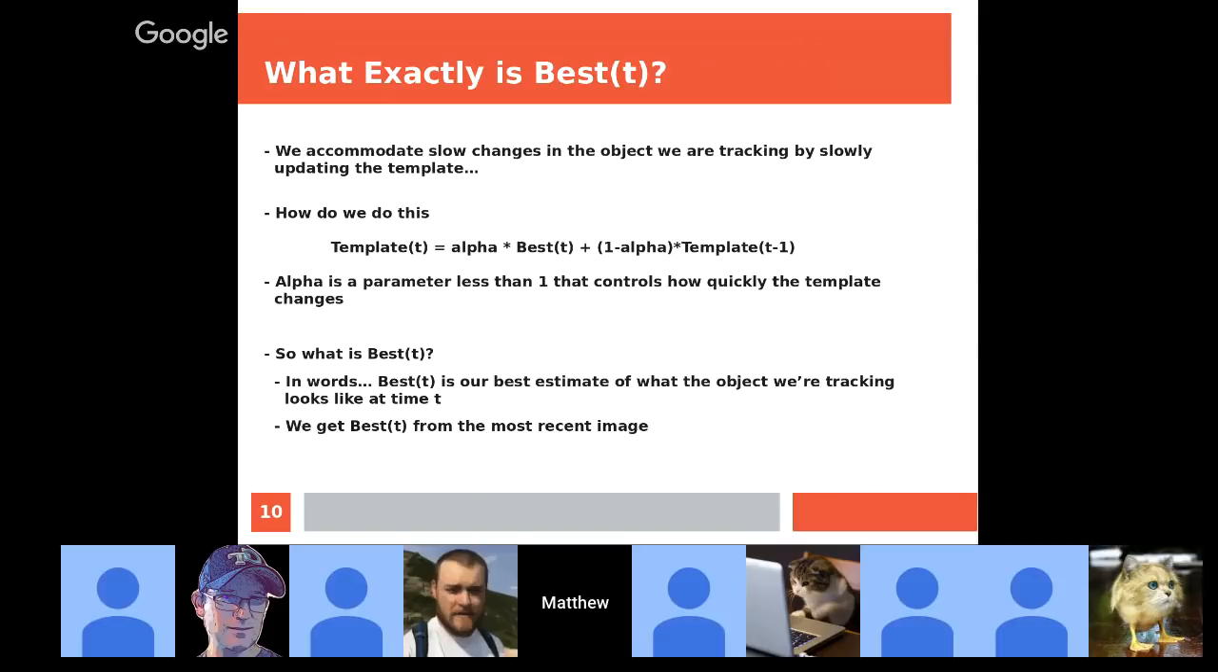And if the changes are slow enough, we can do this by just updating our template based on the most recent measurements. And so the way we do this is encoded in this equation, which we've gotten lots of questions about. Your template at time t is alpha times this funny best of t plus 1 minus alpha times your prior template. And alpha here is a parameter that's going to be less than 1, which is controlling how quickly the template changes. So if alpha is very close to 1, you'll almost always use only best of t as your next template.